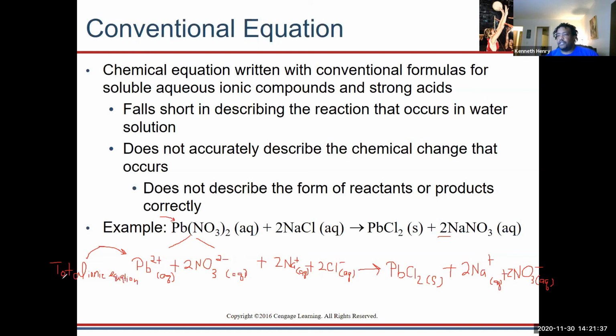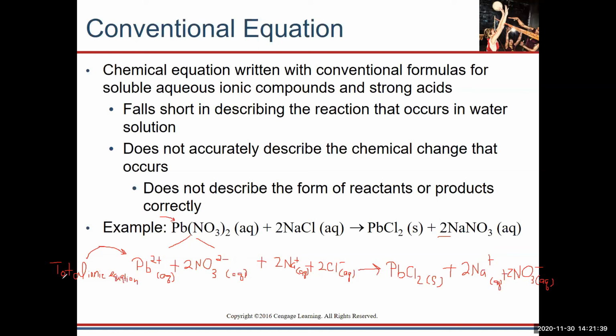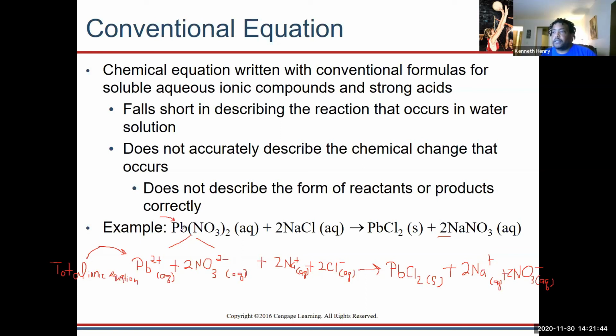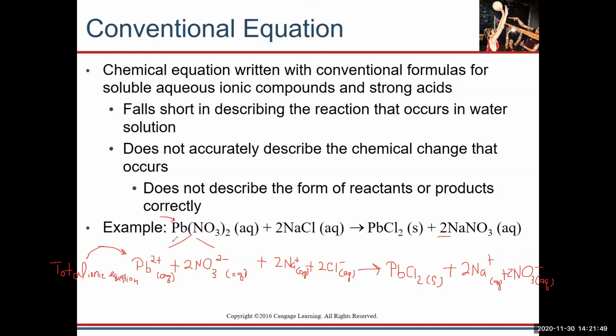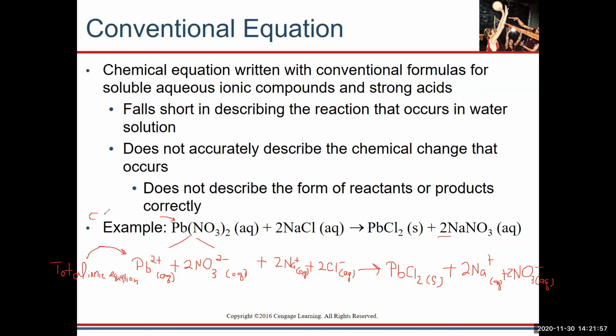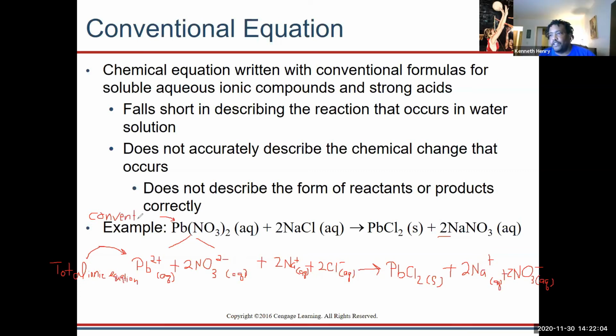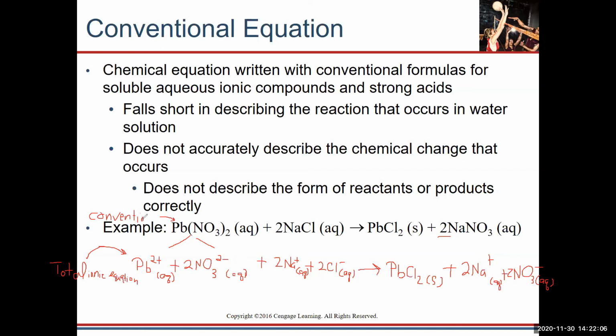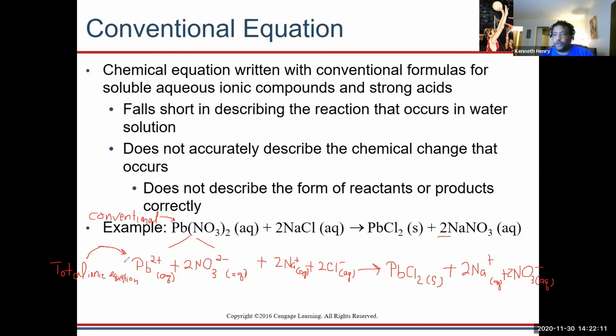Got it. Do you see it? Not really. Pb2 plus, PbNO3. Does that look anything like each other? Okay, so the example is a conventional equation? This here is the conventional equation. Oh, okay, gotcha. I thought that what we were doing before was the conventional, so I got confused. This is the conventional. Conventional meaning what we normally do, like traditional. Yeah, traditional, exactly. Okay, total ionic.